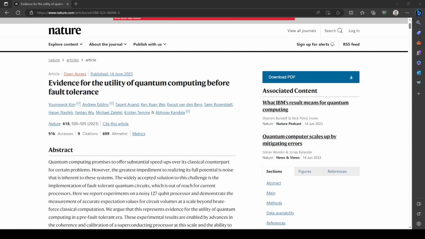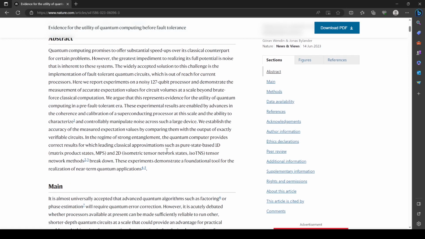So in this paper, the authors argue that their 127 qubit experiments, in which they simulate the time evolution of some 2D transverse field Ising model, give evidence of quantum utility because they show that you can solve a problem that is very difficult to solve using MPS, which is matrix product states, or certain 2D tensor network methods. So that's basically the thesis. That's literally what they say in their abstract as well.